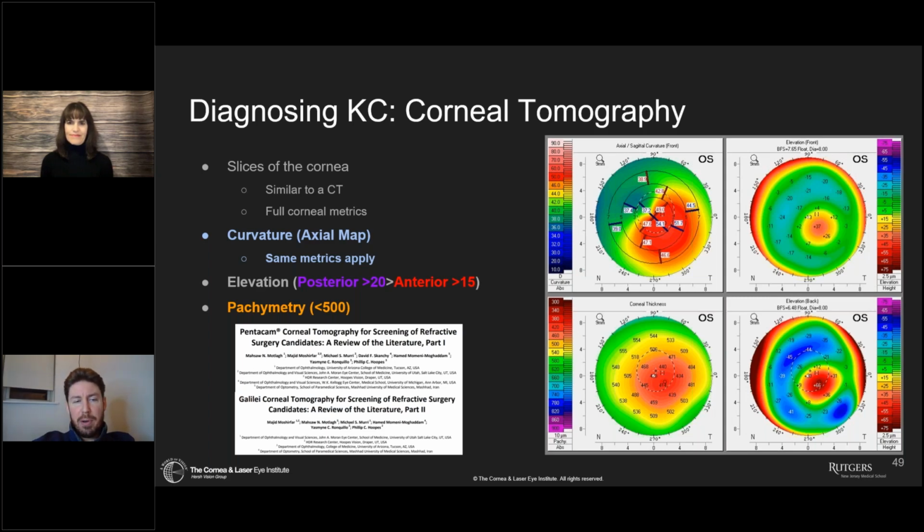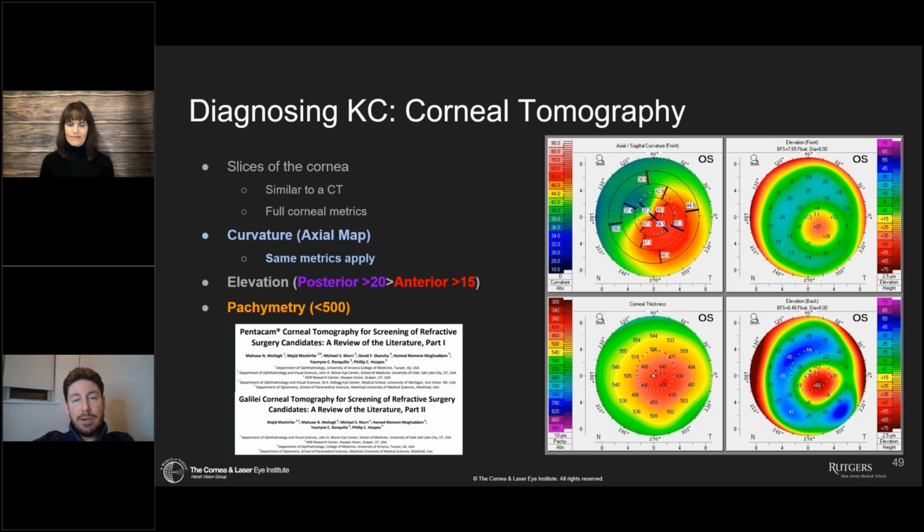If we get to anterior and posterior elevation, these work off of best fit spheres. So a normal cornea is kind of a dome shape, and if we throw a best fit sphere over the top of it, a best fit sphere is essentially a dome shape as well. So in a normal cornea, the domes should match. In a keratoconic cornea, the cornea is going to be elevated and pop through the best fit sphere, giving you these islands or hot spots that you see here. In general, a good rule of thumb to look at is an anterior elevation of greater than 15 and a posterior elevation greater than 20 is likely going to be keratoconus.